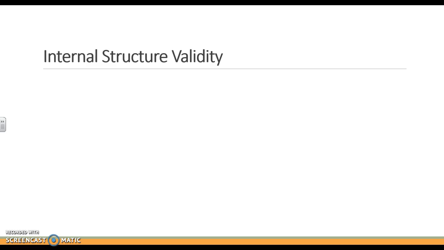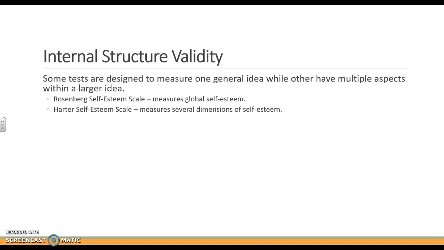And finally, we have internal structure validity. What this is saying is that some measures measure one thing, but a lot of measures measure smaller things within a larger idea. For example, the Rosenberg self-esteem scale measures global self-esteem, versus the Harter self-esteem scale actually measures several dimensions of your self-esteem, kind of throughout your day or throughout your life, and different aspects of your self-esteem.